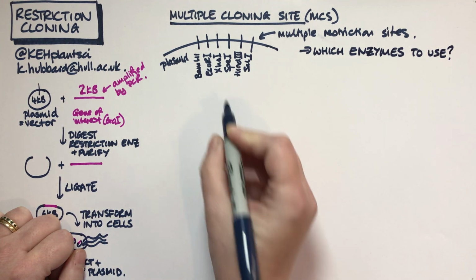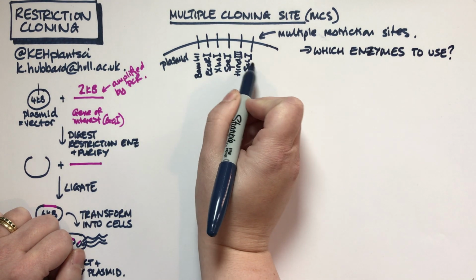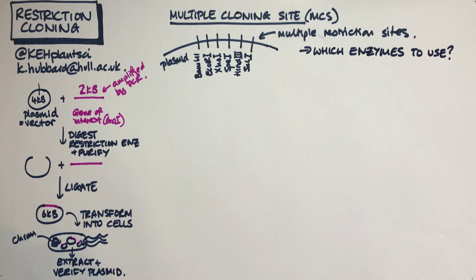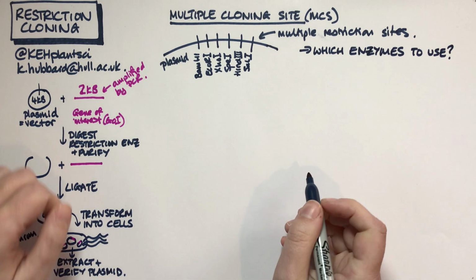Because I've got a choice in there. Okay, so I've got 6 different restriction enzymes that I could potentially use in my reaction. In order to think about which enzymes to use, there are a couple of rules.